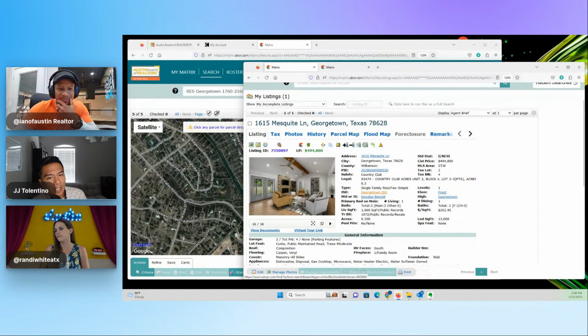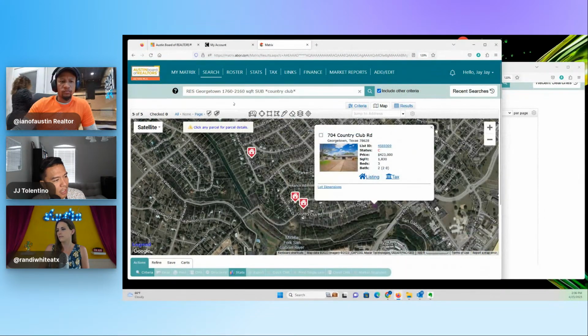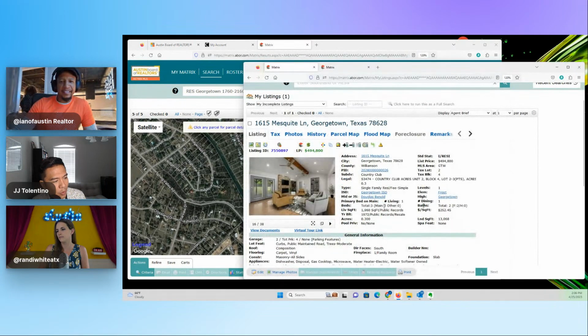Essentially, like Ian said, the C in CMA is comparable shopping. So what I have on this other window is similar properties. There's a neighborhood called Country Club in Georgetown, so I made sure it was Country Club in Georgetown. You could slice and dice it however you want. Square footage, I did 200.